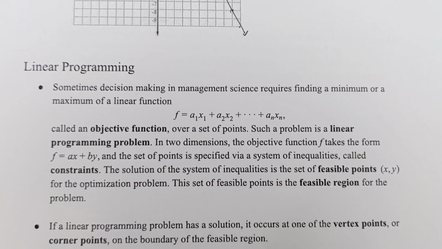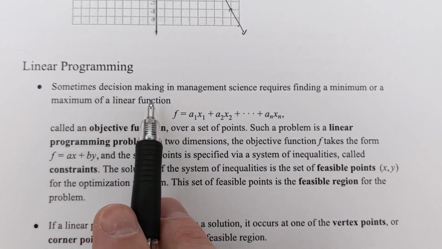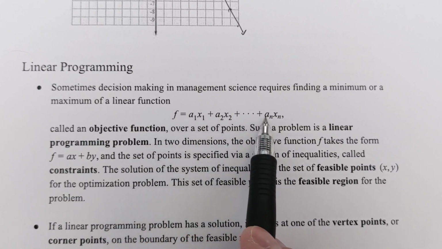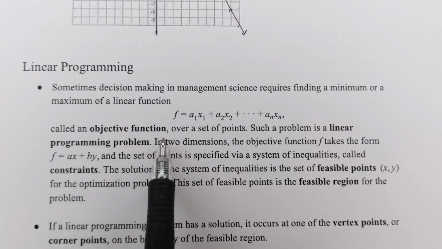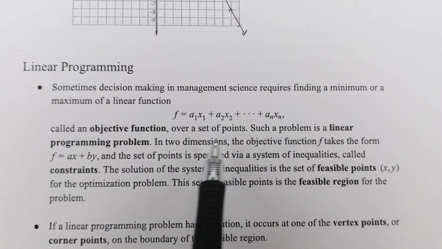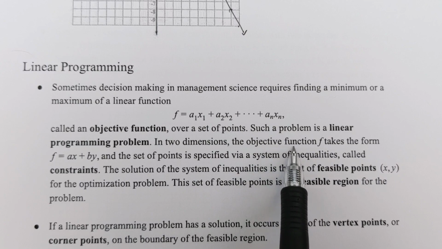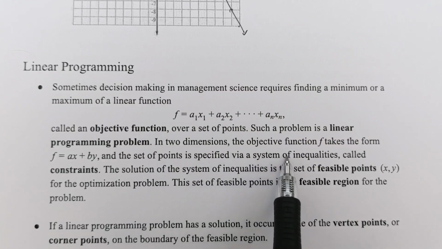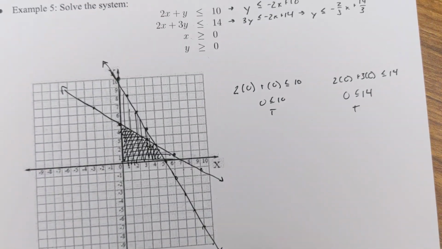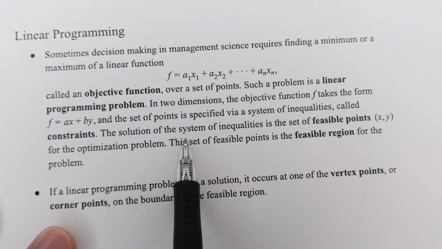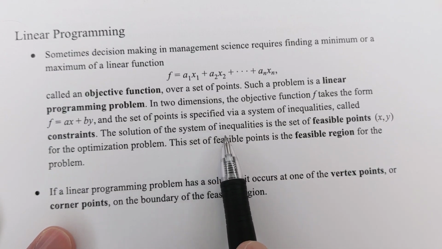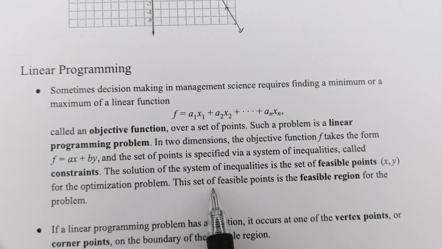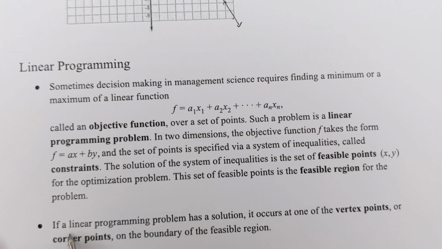Okay, so for linear programming, sometimes decision-making in management science requires finding a minimum or maximum of a linear function given by f equals something. It's called an objective function over a set of points. Such a problem is a linear programming problem. In 2 dimensions, the objective function f takes the form f equals ax plus by, and the set of points is specified via a system of inequalities called the constraints. So like up above, these would be my constraints. The solution of the system of inequalities is a set of feasible points, so the shaded area, for the optimization problem. The set of feasible points is the feasible region.